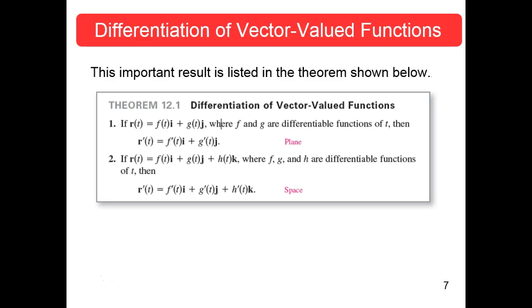Where f and g are both differentiable functions of t, then r prime of t is just f prime of t i plus g prime of t j. Just take the derivative of each component as you hit it, and you've got it. That's in the plane. In space, r of t is f of t i plus g of t j plus h of t k, where f, g, and h are all differentiable functions of t. Then r prime of t is f prime of t i plus g prime of t j plus h prime of t k. Just hopefully like you would expect. Take the scalar derivative of the scalar functions, just like you normally did, but assign them to each of your vector directions.